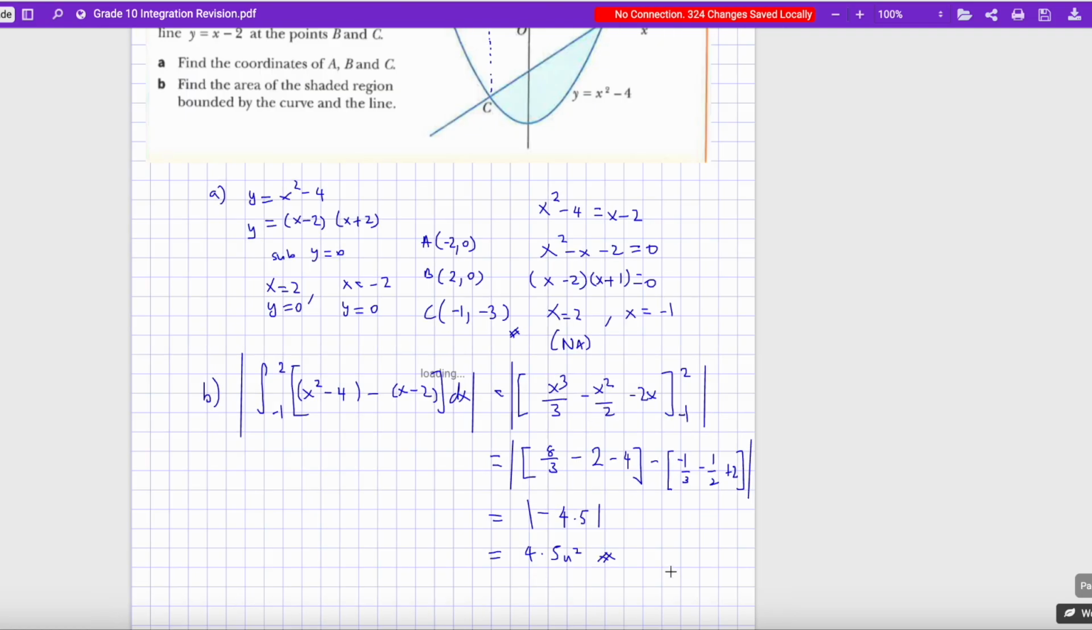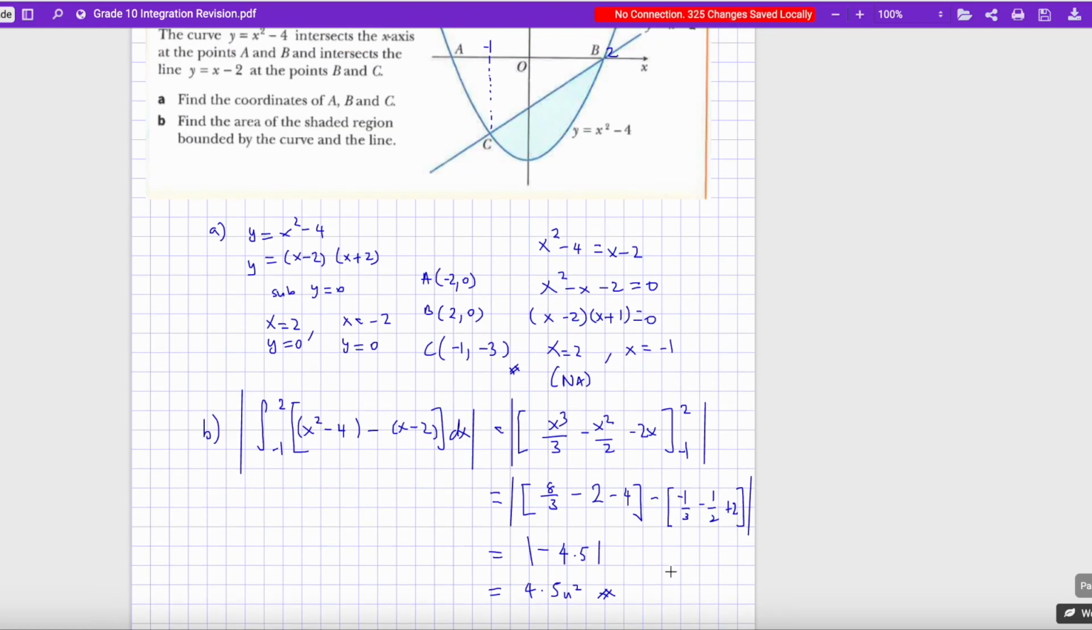So this is how you solve part B. Hope it's clear. If there's no question, you can proceed to do the extra examples in Firefly. Otherwise, I hope this video is clear. All right, I'll see you in the next video.